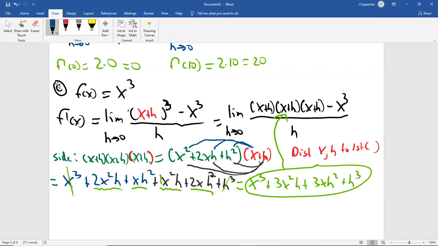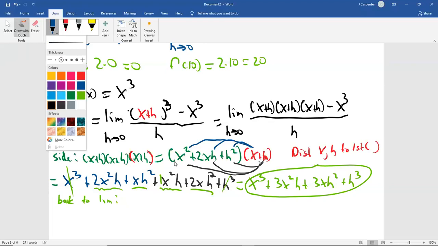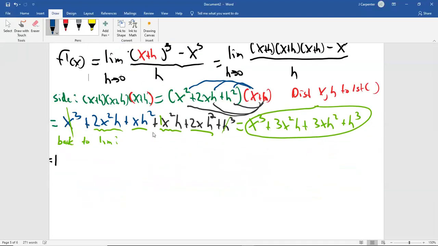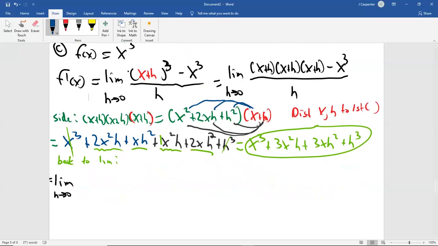So we can go back to the limit now. We have the limit, so equals the limit as h goes to 0. So the parentheses times itself, that's the light green ink. X cubed plus 3x squared h plus 3x h squared plus h cubed, then all divided by h.